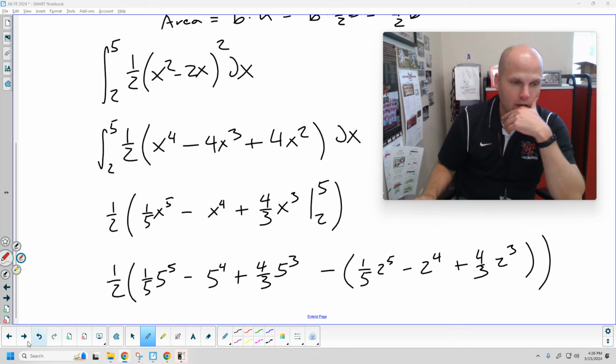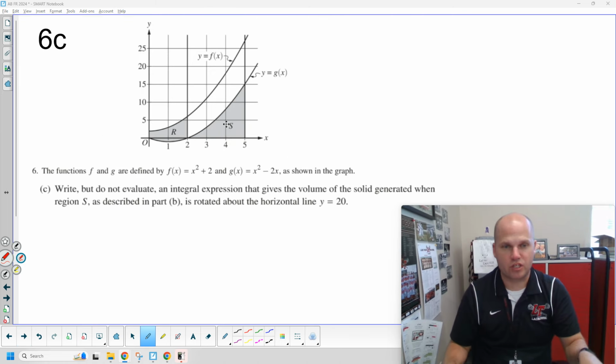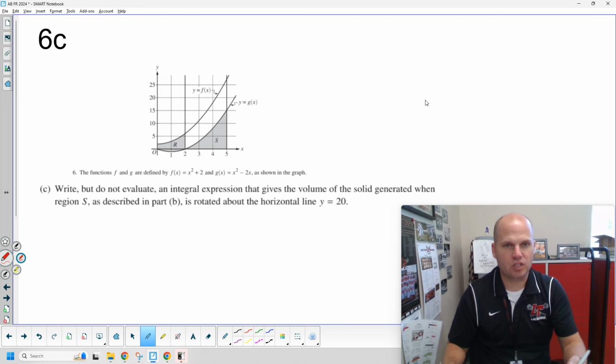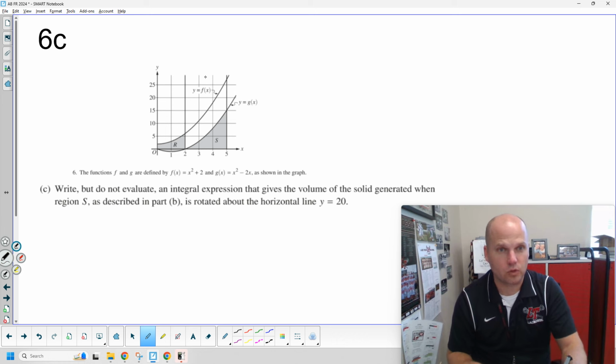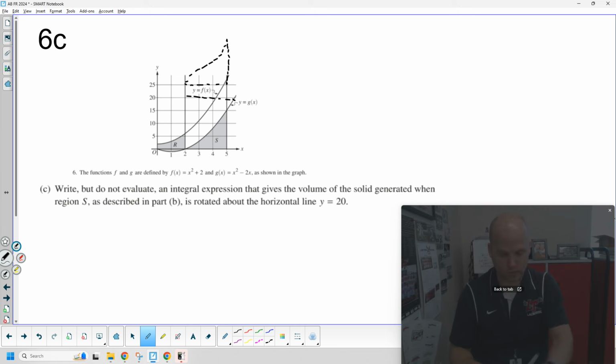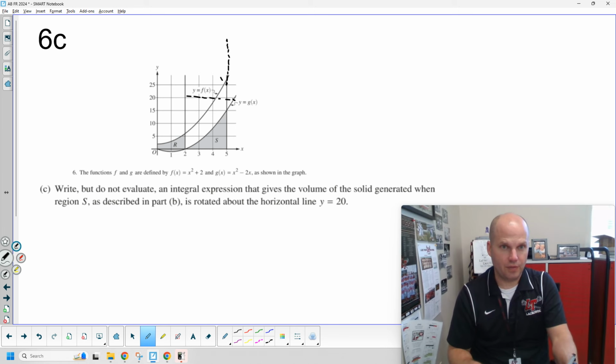Boom. And then we get to part C, the last question of the test. Spin this region S around the line y equals 20. If I spin this region S around the line y equals 20, here is the reflection of my region. Looks something like that. Looks something like this.